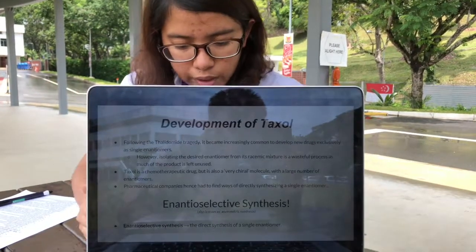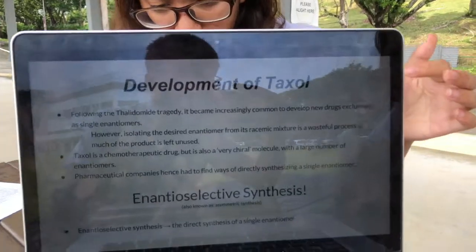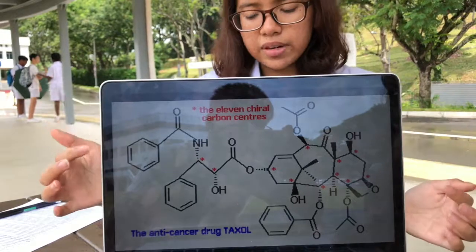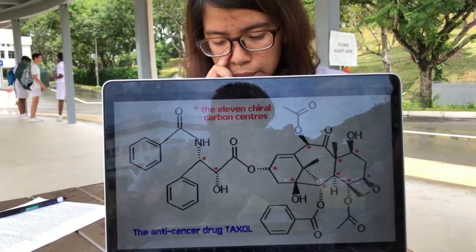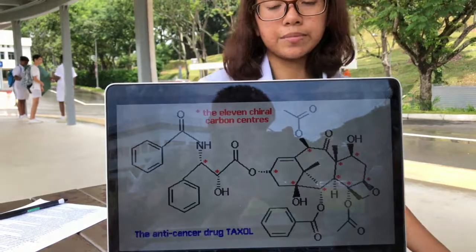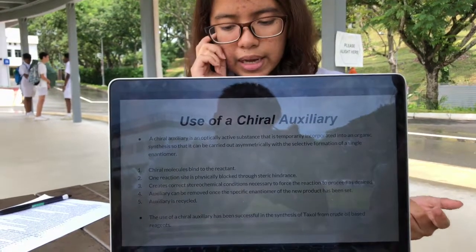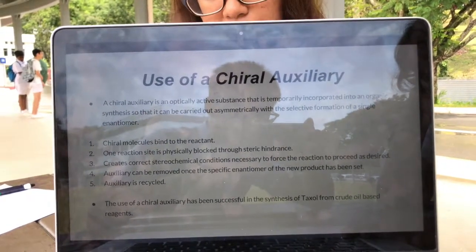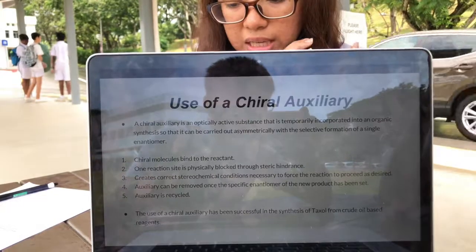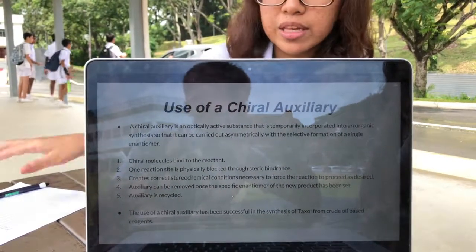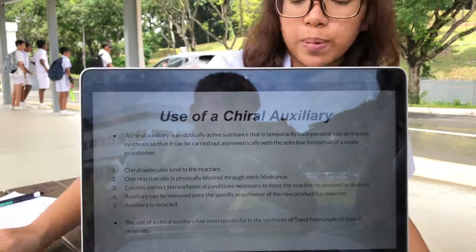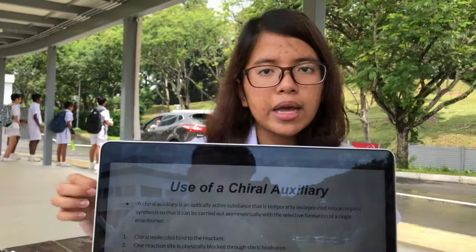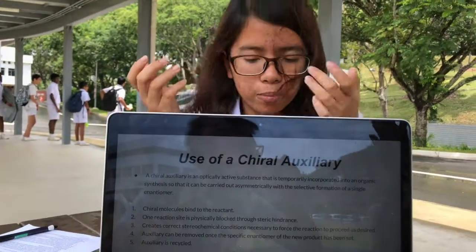So what we do now is to isolate the desired enantiomer from its racemate mixture. The structure of Taxol has 11 chiral carbon centers. We need to use a process called a chiral auxiliary. A chiral auxiliary is an active substance that is put into an organic synthesis so that it can be carried out asymmetrically with the selective formation of a single enantiomer. You block everything except one specific reaction pathway so that the reaction can only develop in a specific way, such that the exact structure that you want is formed.